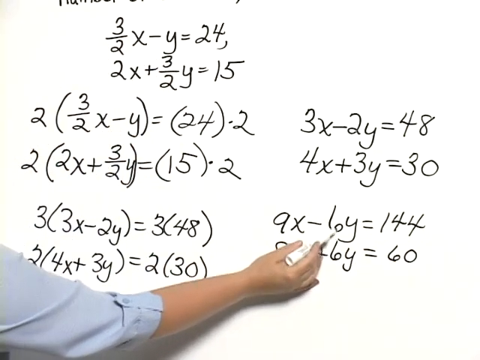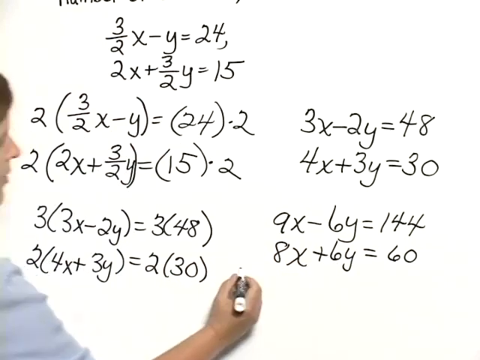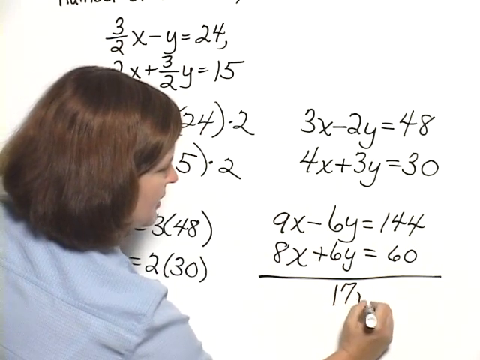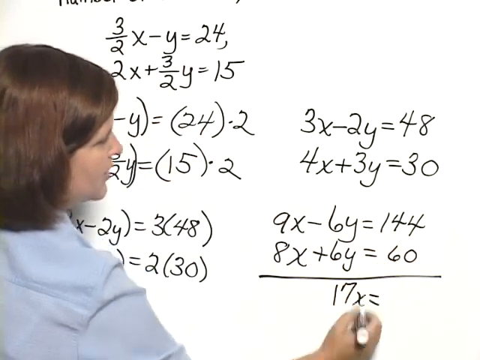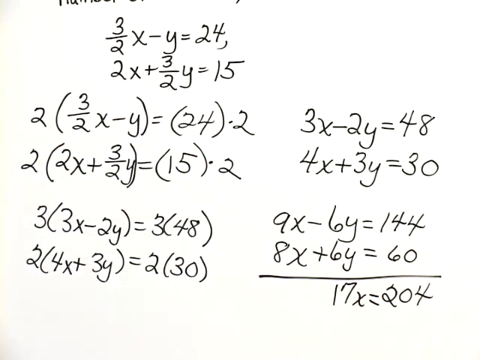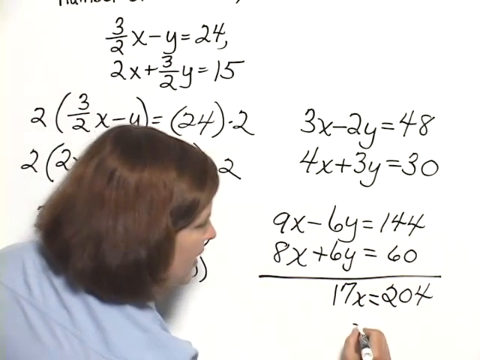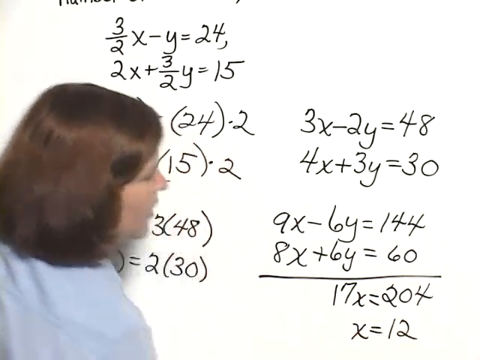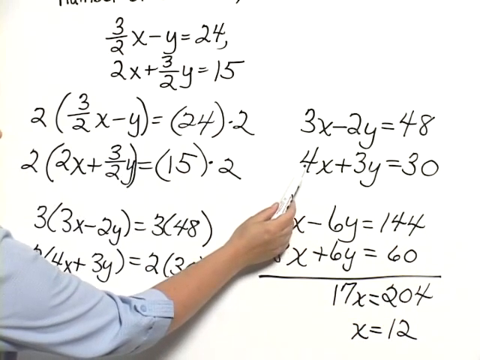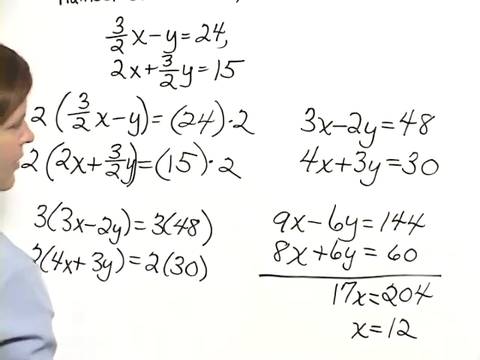Now I can use the elimination method by adding, and I will eliminate the y. 9x plus 8x is 17x, and 144 plus 60 is 204. Now I want to divide both sides by 17, and when I do, I find that x equals 12. I'm not done yet because I need to find what the value of y is. I take my value for x, and I can substitute it in any of these equations that relate x and y. So I'll just choose to substitute it in this equation here. 4x plus 3y equals 30.